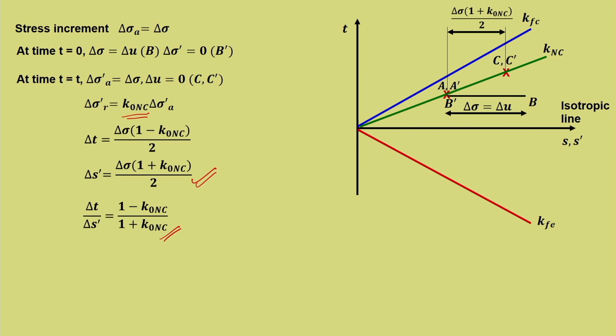So, determining the slope is important in stress path. We need to understand what exactly is happening when I say isotropic consolidation, one dimensional consolidation, and so on.